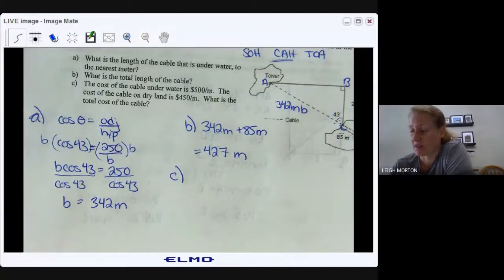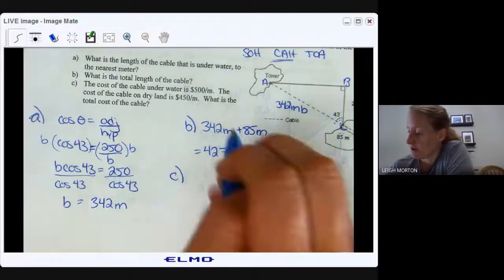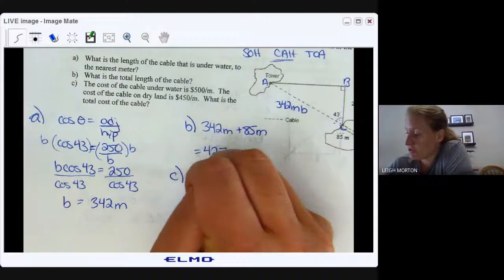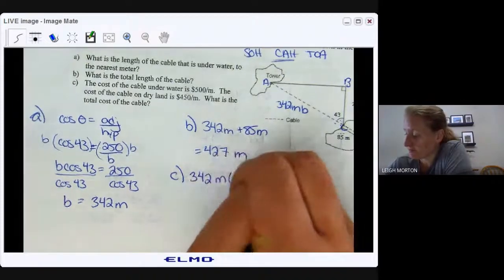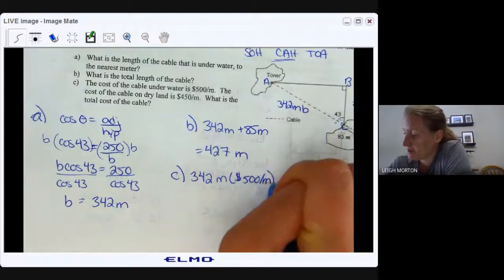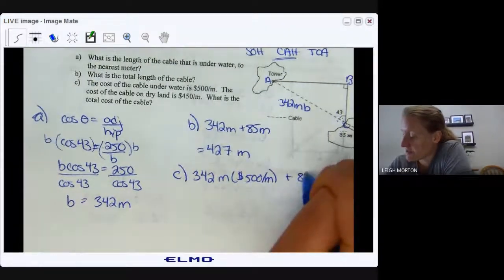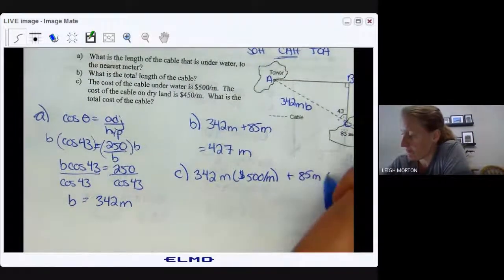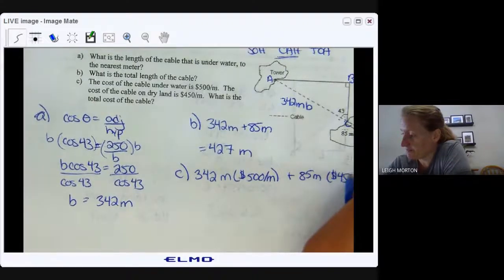Now, it's more expensive to lay the cable under the water. The cost of cable underwater is $500 per meter. The cost of the cable on dry land is $450 per meter. What's the total cost of the cable? Well, we have 342 meters underwater, and that's $500 per meter. We have 85 meters above water at $450 per meter.